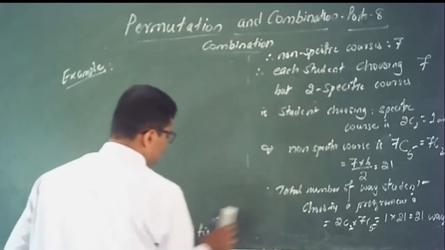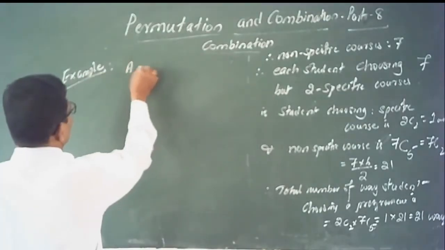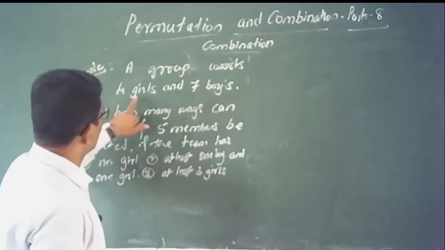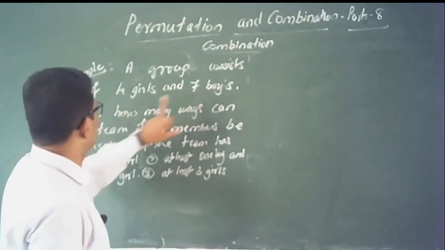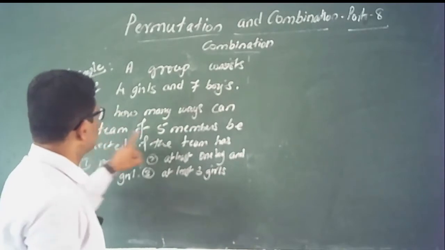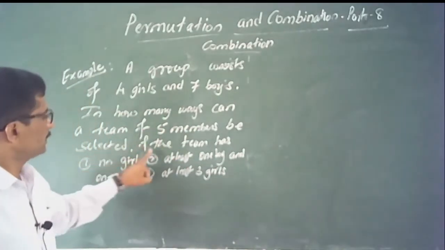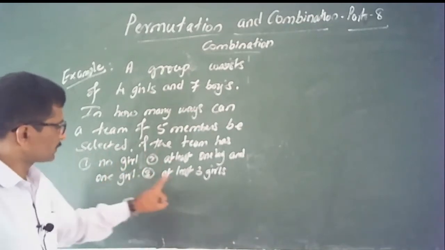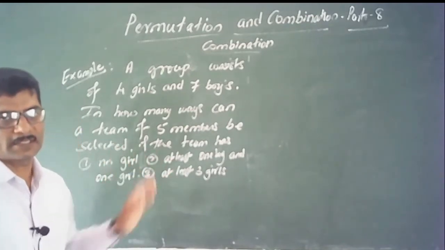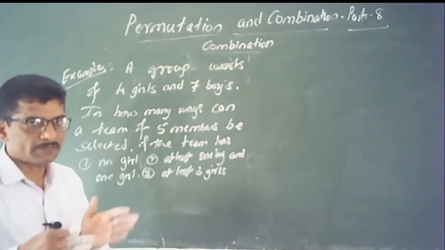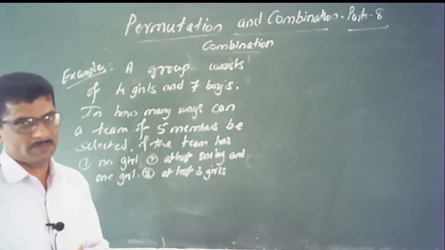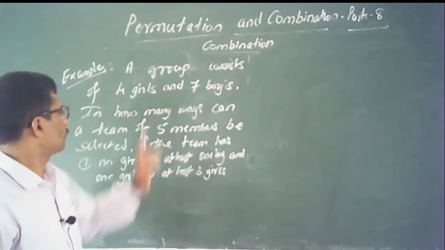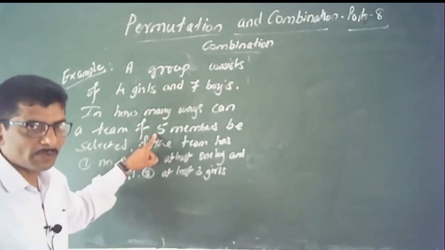These are actually 5 mark questions, consisting of examples. A group consists of 4 girls and 7 boys. In how many ways can a team of 5 members be selected if the team has no girls, at least 1 boy and 1 girl, and at least 3 girls? In different conditions, find the number of teams, given that there are 4 girls and 7 boys. We are selecting a 5 member team.